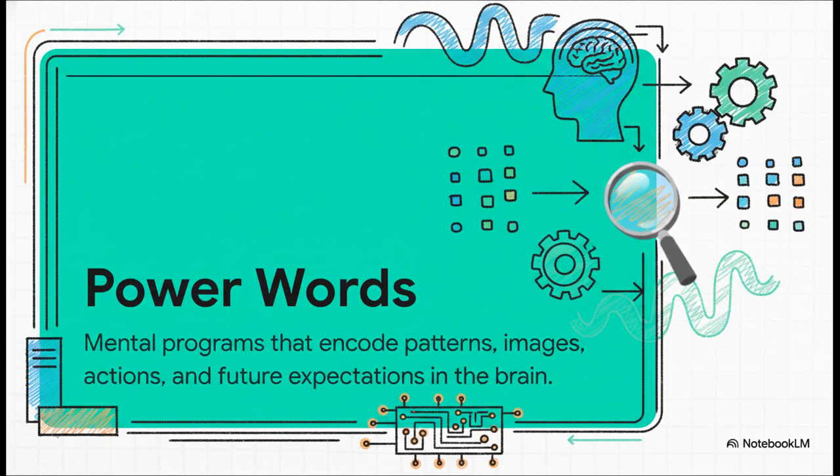First up, power words. So think about words like build, execute, or focus. These aren't just sounds you make, they're commands. When you use them with real purpose, they act like little software programs that activate goal-oriented circuits in your brain and start encoding the patterns you actually want to see in the world.